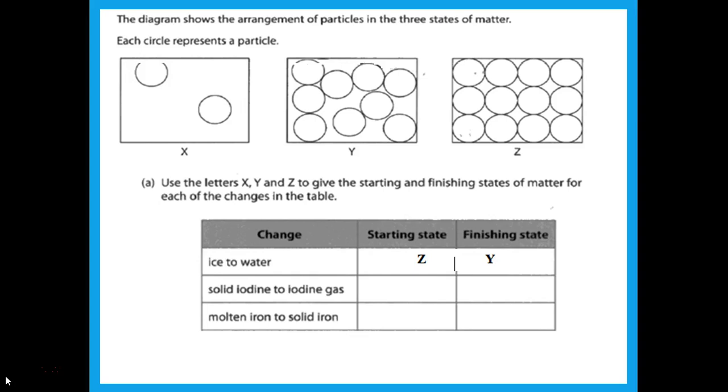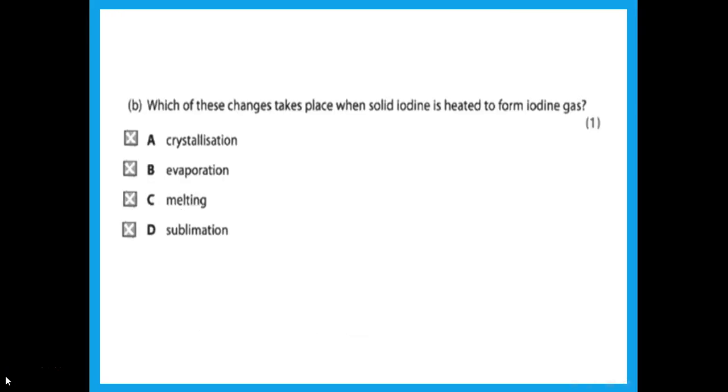Solid iodine to iodine gas. He said solid is Z. Which one is gas? Gas is X. Molten iron to solid iron. Molten means liquid. So when we say molten iron, that means iron that has been heated until it has become a liquid. So the liquid changing to solid, that is Y changing to Z. Okay? Which of these changes takes place when solid iodine is heated to form iodine gas? So solid to gas, we just said it was sublimation.